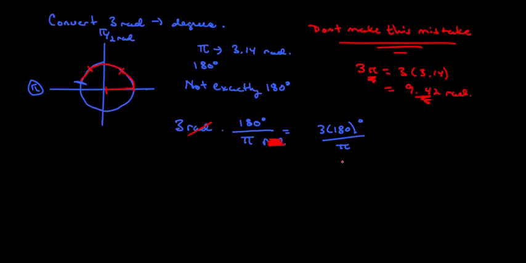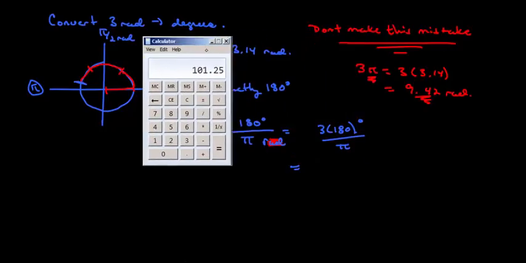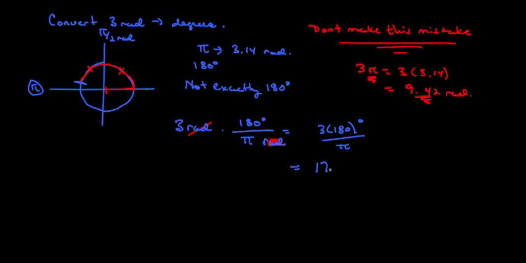I'm going to need a calculator to solve that. So I've got 3 times 180, and I want to take that number, 540, and divide it by 3.14. So 170, we'll round it to 172. So that says that's about 172 degrees.